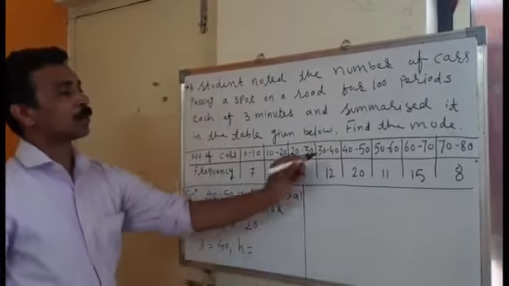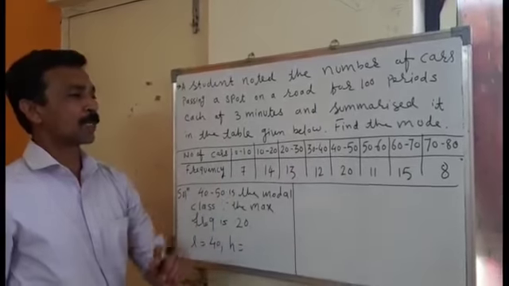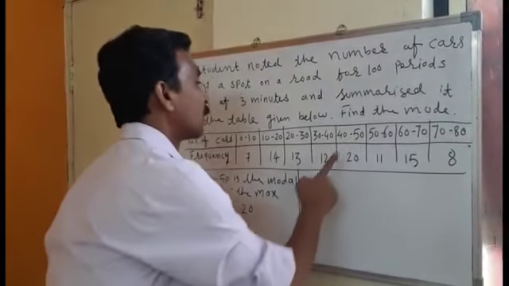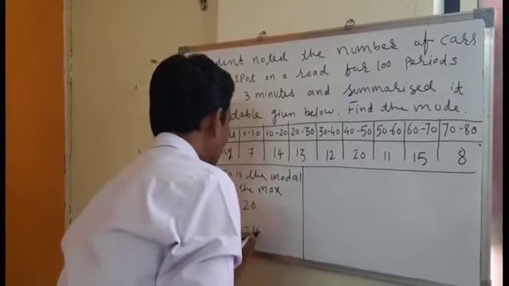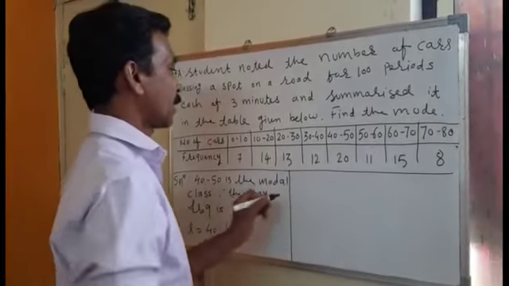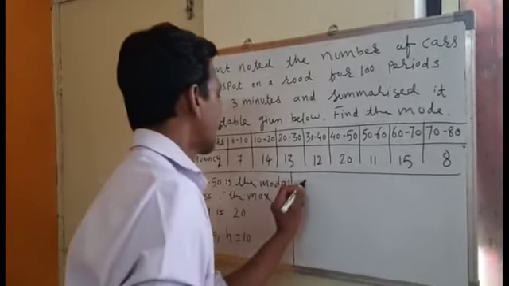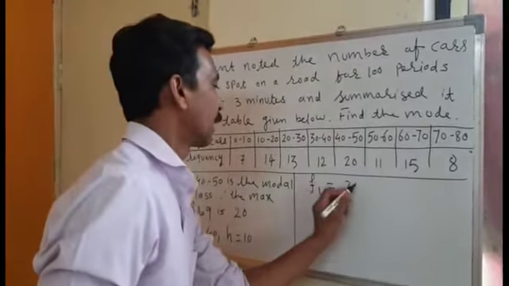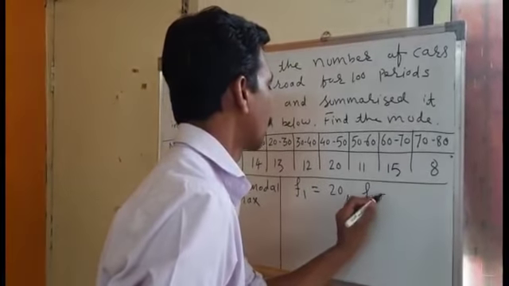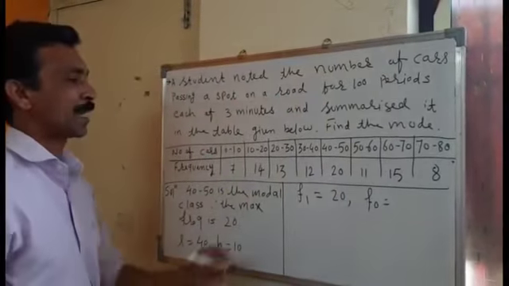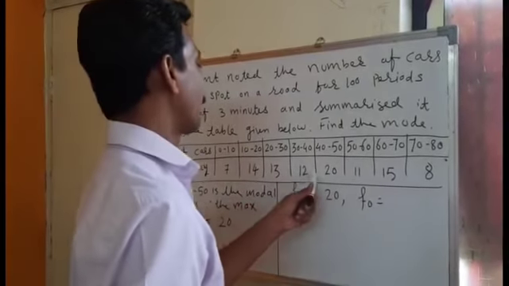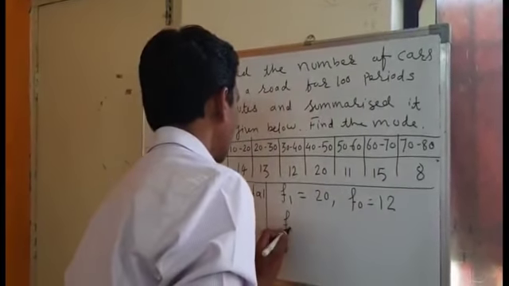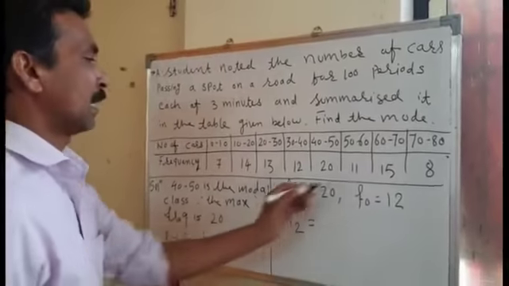Height is equal to 50 minus 40, which I have to take from the modal class. Height is equal to 50 minus 40 is 10. Then I will write the maximum frequency, that is F1, which is equal to 20. F0, the preceding number to the maximum frequency, is F0, which is equal to 12, and F2 is equal to 11.